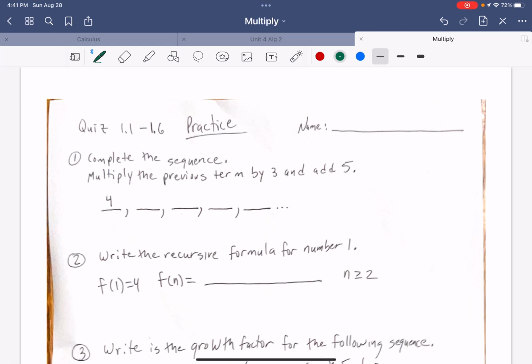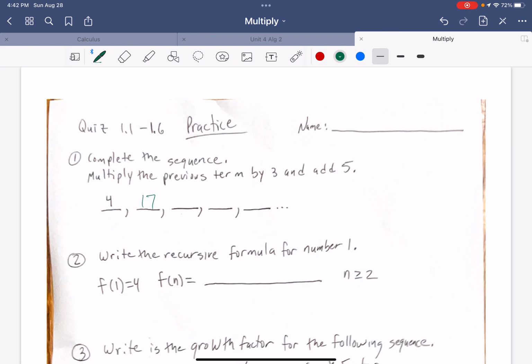All right, welcome to the video that goes over our very first quiz on lessons 1.1 through 1.6. Number 1, complete the sequence. Multiply the previous term by 3 and then add 5. So this is where the sequence is written out in words. So we have 4 times 3 would be 12 plus 5 is 17. So the next term is 17.